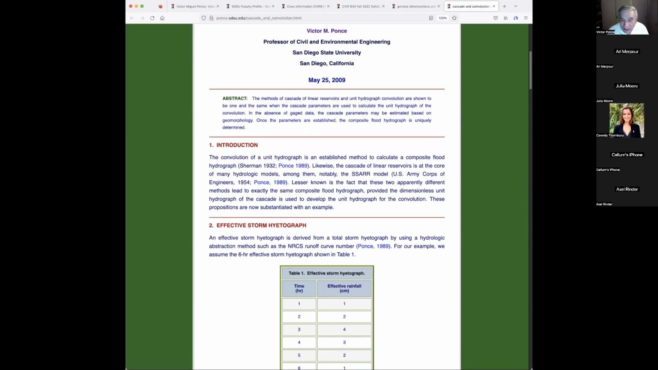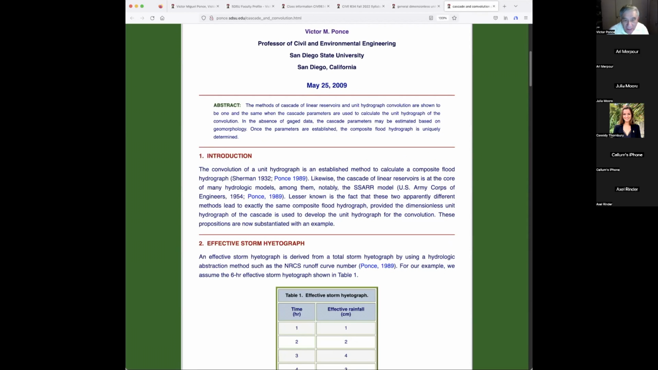The convolution is an established method to calculate a composite flood hydrograph, and we quote Sherman. And we also have it in my book. The cascade of linear reservoirs is at the core of many hydrologic models, notably the SAR model. The Japanese also use it in a model that they call tank. And I believe around the world, in Europe, there may be, I don't know this for a fact, but I know that people use this methodology.